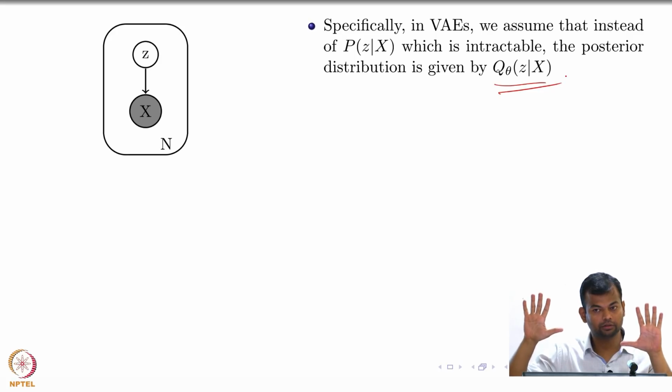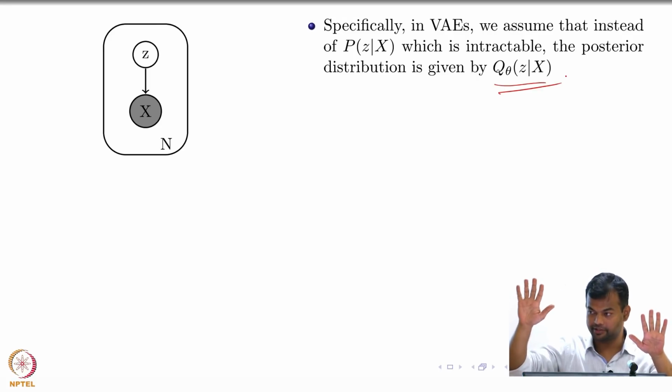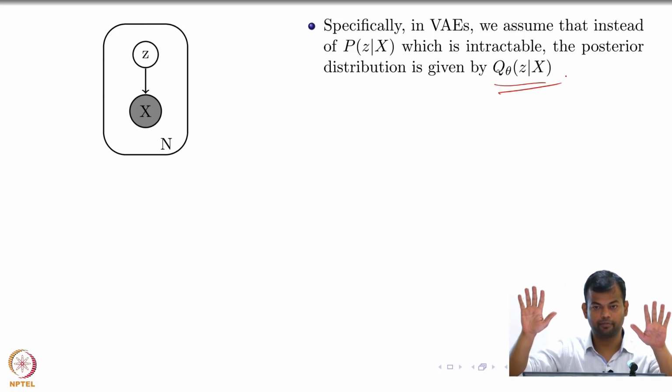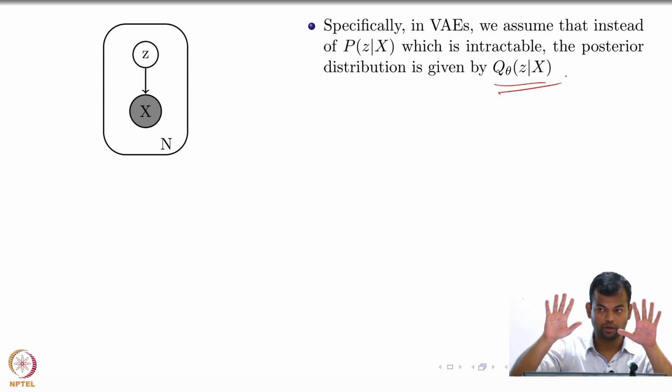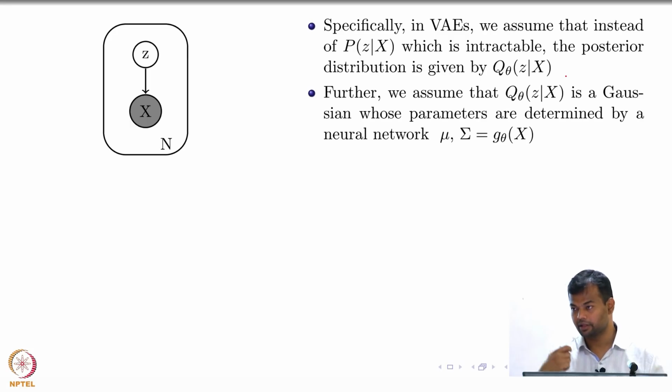We are dealing with two distributions. I know there's a true distribution which I can't compute. I am proposing an arbitrary distribution with some parameters. What is it that I would expect from this distribution? It should be as close. And how do you say this in mathematical terms? I would want to minimize the KL divergence between these two distributions.